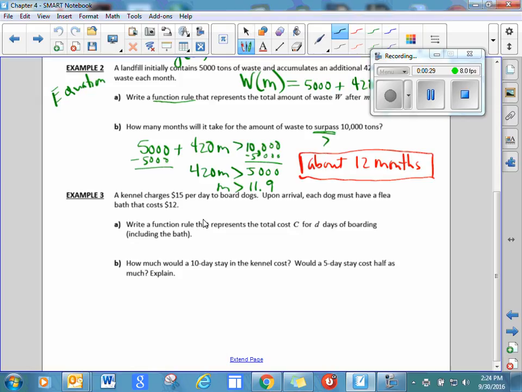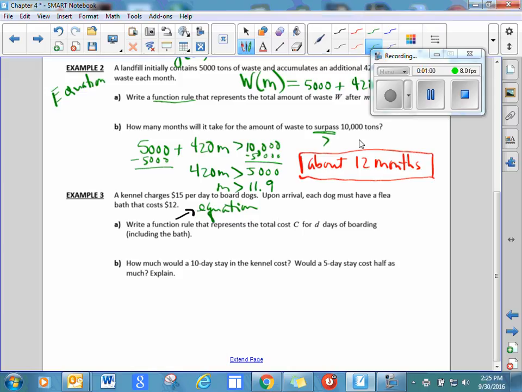So if you look at the instructions for example 3, it's a kennel charging so much per day to board dogs. However, every time the dog comes, they must have a flea bath that has a cost associated with it as well. That's not a flea bath every day. That's just when they get there. So we're going to write a function rule that represents, and a function rule, remember, is the same thing as an equation.